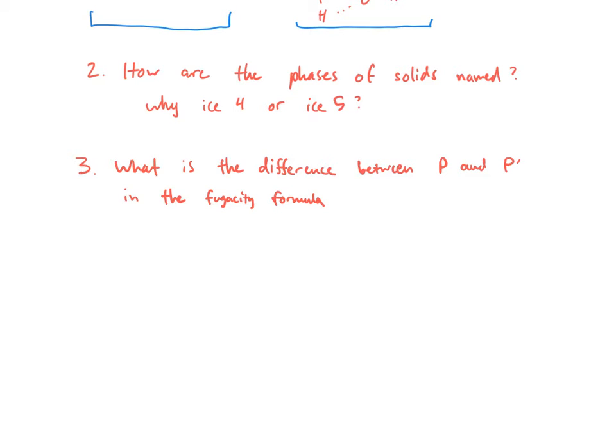Okay, Kaylee asked the next question. What is the difference between P and P prime in the fugacity formula? Okay, if you look at the fugacity formula, the P is the pressure of the system and it is on the boundaries of the integral, whereas P prime is in the integral. And the difference is that P is the system's pressure, but P prime is a variable of integration.